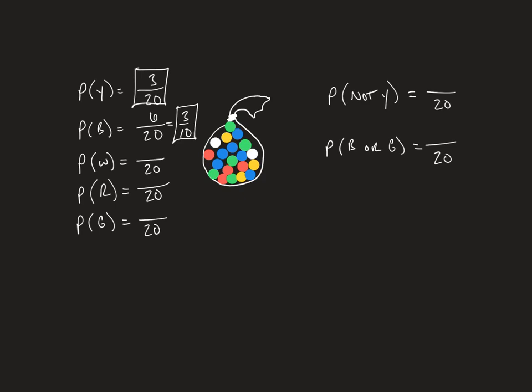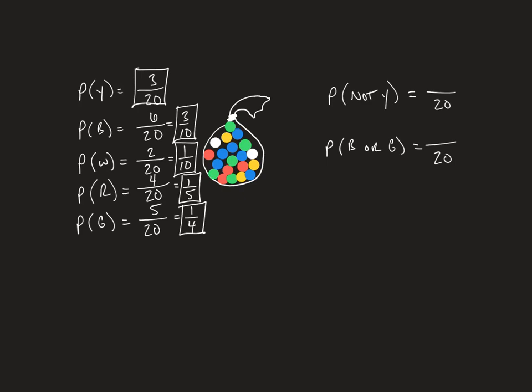White marbles, there were only 2, but we would want to represent that as 1/10 or as 0.1 or 10%. Red marbles, there were 4, so I would want to represent that as 1/5 or as 0.2 or 20%. And then green marbles, we had 5. So I would want to represent that as 1/4 or as 25% or 0.25.